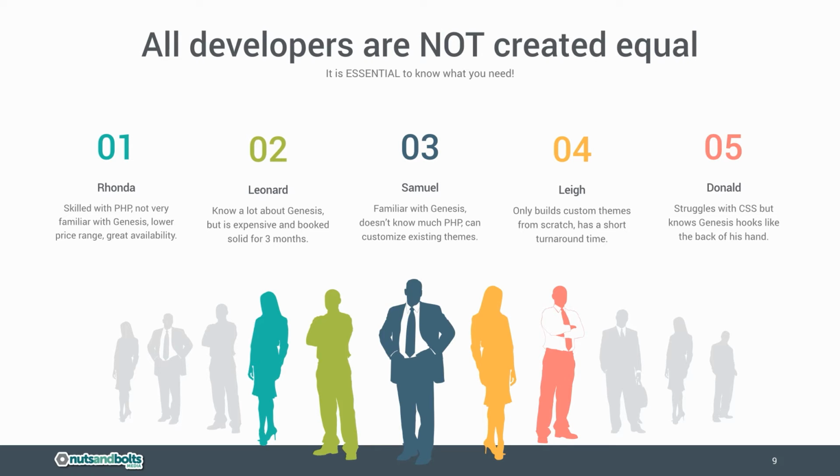If you have a project that requires a very complicated API integration, for example, Rhonda might be a great fit. If, though, it's more important that you work within the hooks and filters in Genesis, Leonard or Donald may be a better choice. If you have a client with a low budget who just wants some changes to an existing StudioPress theme, Samuel's probably your guy. Leonard may come in handy if you need an uncommon feature that relies heavily on Genesis Core. He's probably booked up for a good reason.